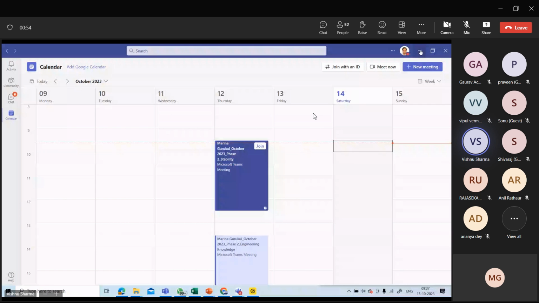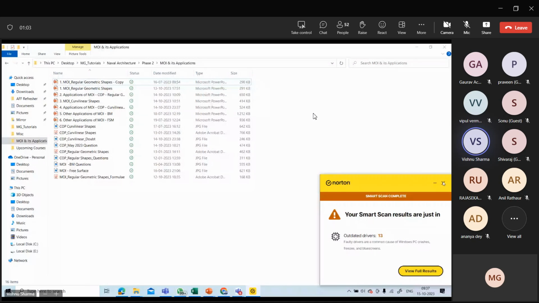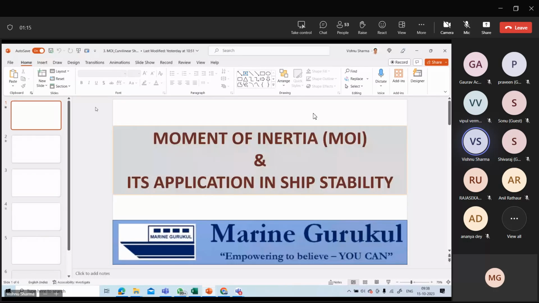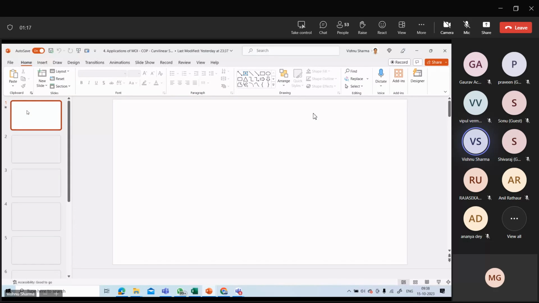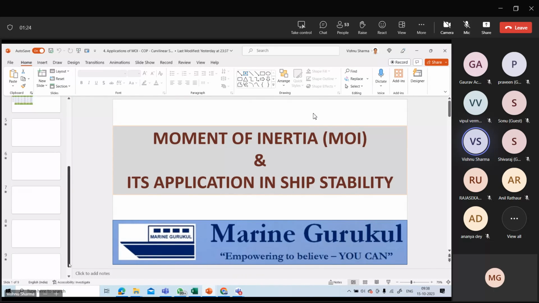Okay, guys, yesterday we had done the curvilinear shapes. Now, the question that was pending, I have already shared the solution. So I'll just open that PPT for the sake of good order if anybody has any doubt. Else, we'll go over to the next application of Simpson's rule, moment of inertia.